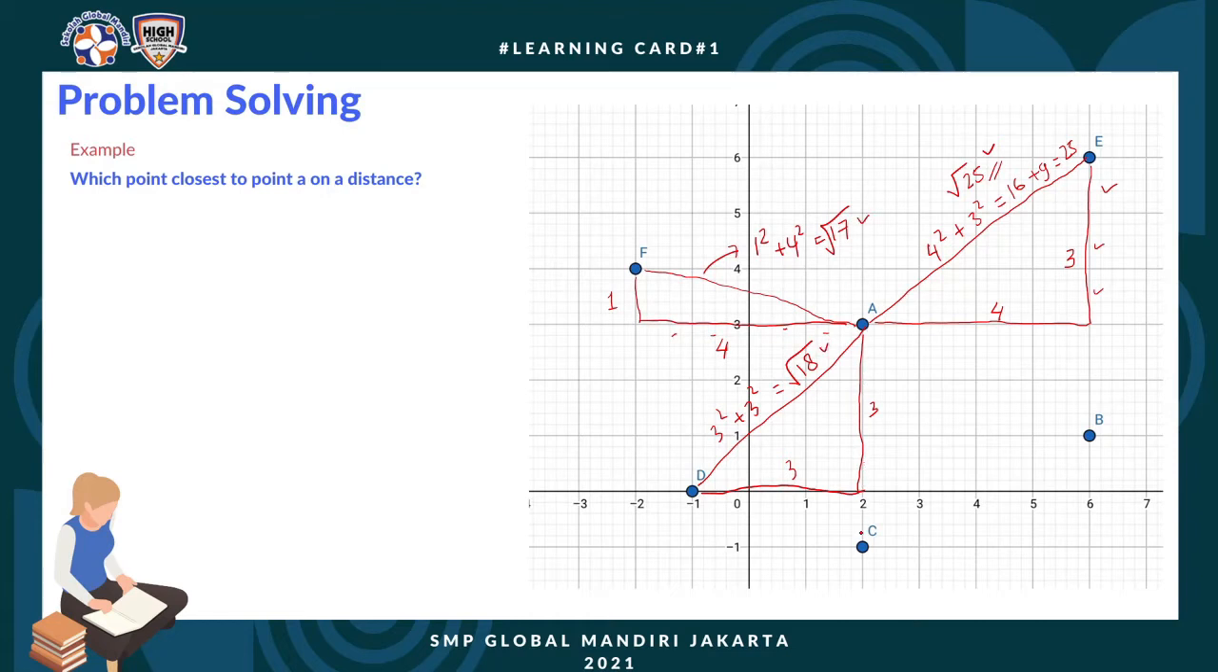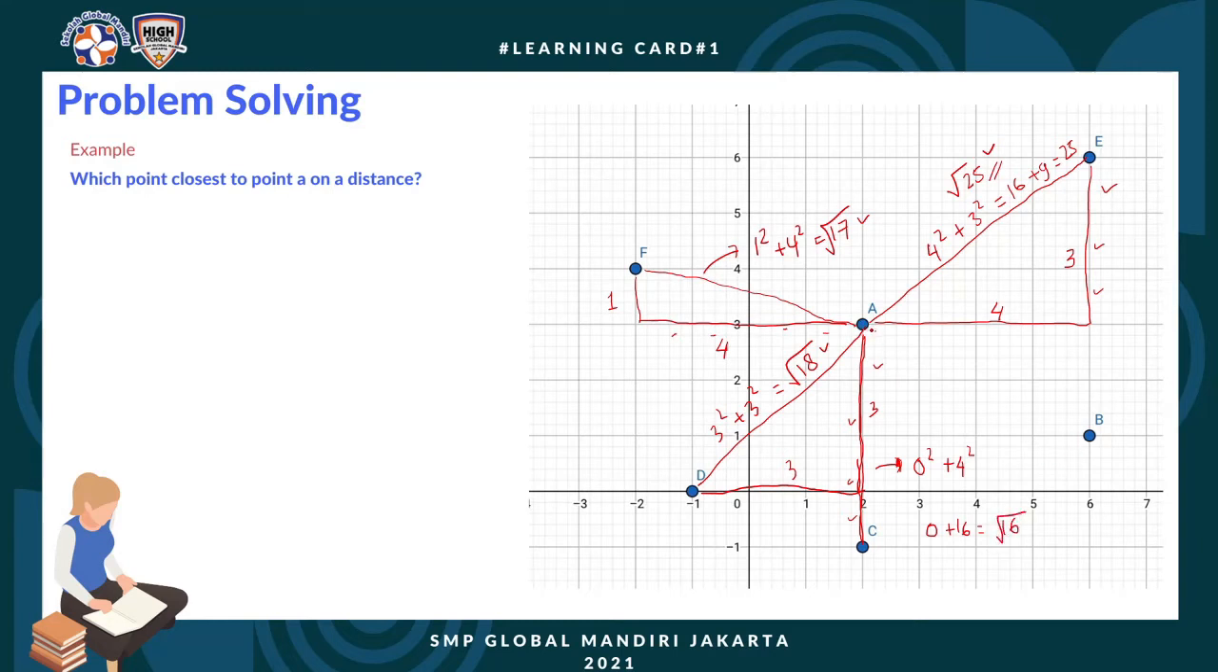And then what about point A and C? Point A and C is just a vertical line. There is no horizontal line, which means the horizontal distance is 0. So we can write 0 squared plus the vertical, which is 1, 2, 3, 4, 4 squared. 0 squared is 0 plus 16 will be 16. Then the square root of 16.